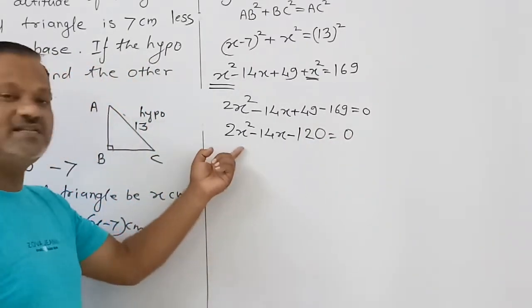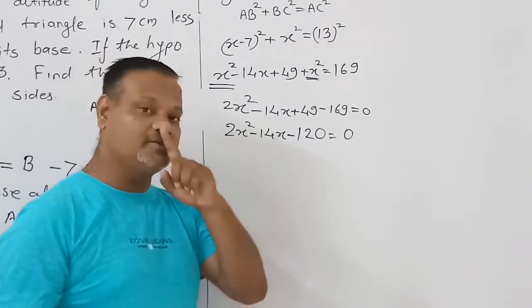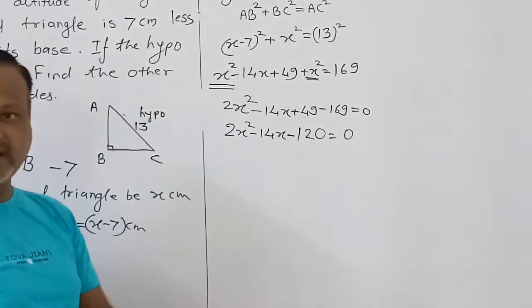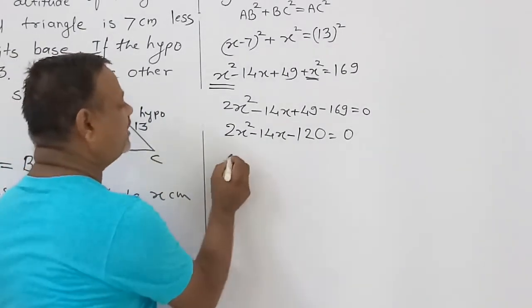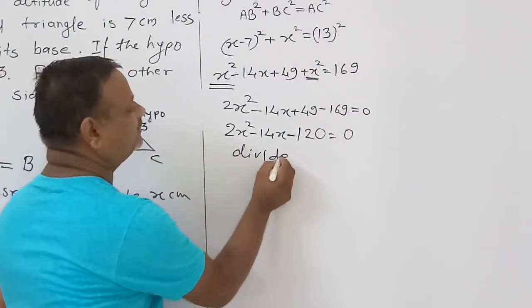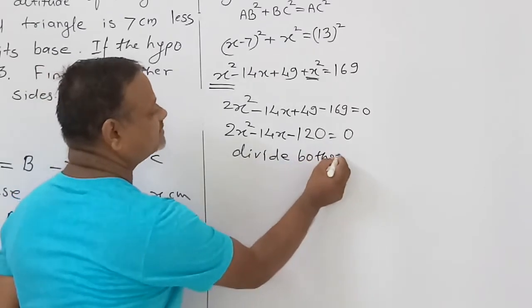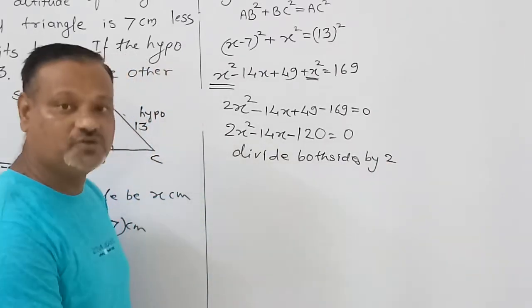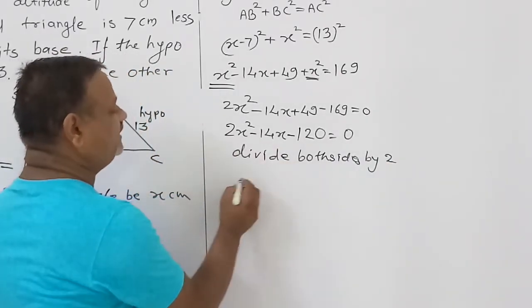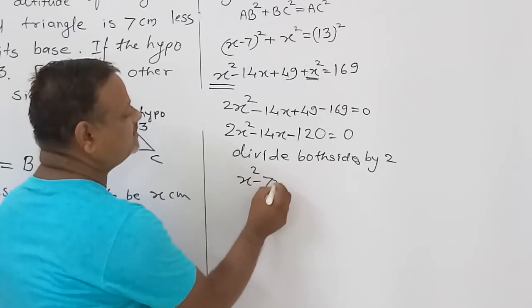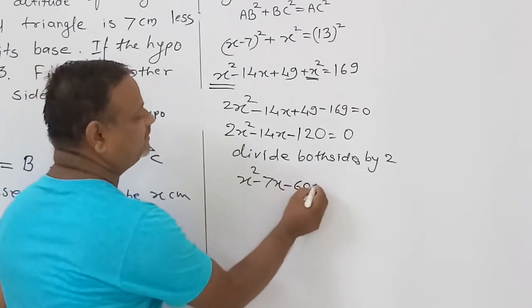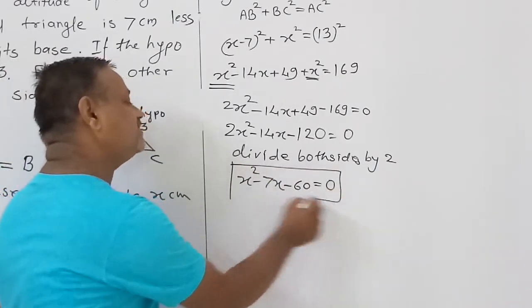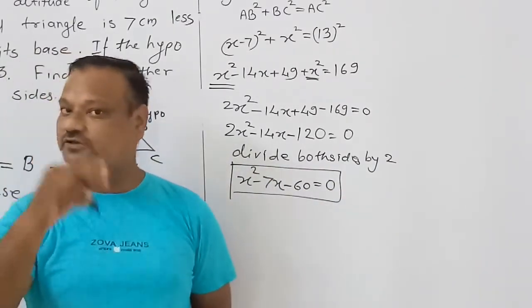Now this 2x square is divisible by 2, 14x is also divisible by 2 and 120 is also divisible by 2. Okay, so we divide both sides by 2. What are we dividing by? We are dividing by 2. Then what will we get here? x square minus 7x minus 60 is equal to 0. Now you will solve this quadratic equation and find the two values of x.